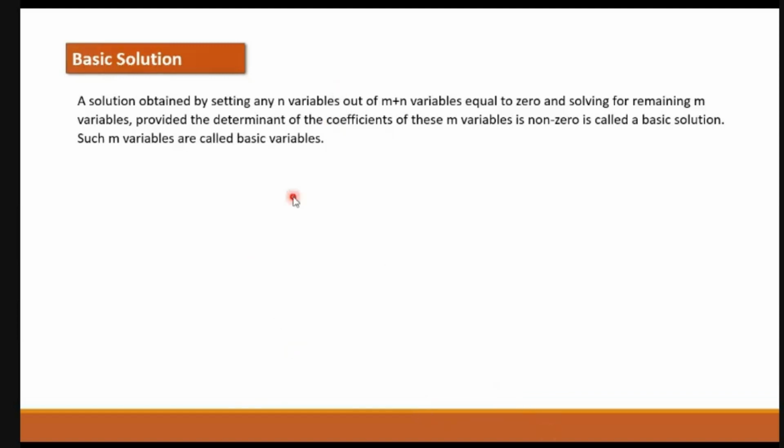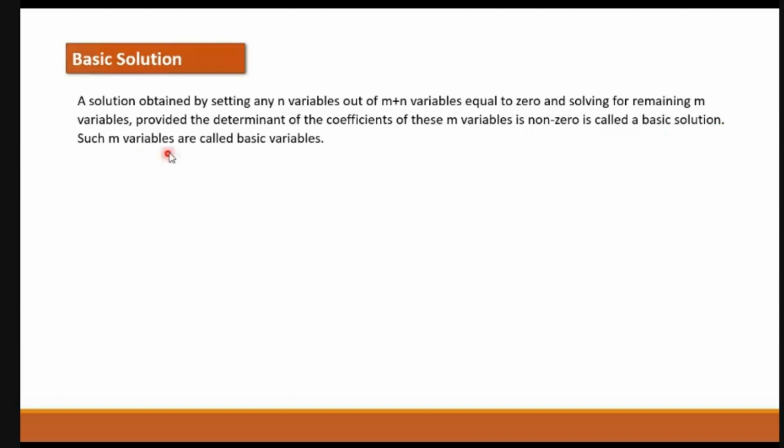Basic solution is, suppose you have m constraints and n variables. Calculate n minus m. If n minus m is equal to whatever value you get, that many variables you have to put 0 and solve for the remaining variables. I'll show the example in the next slide. So that is called a basic solution.